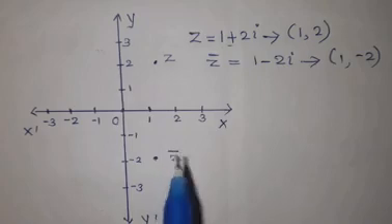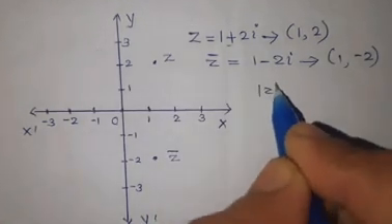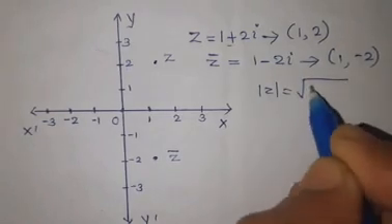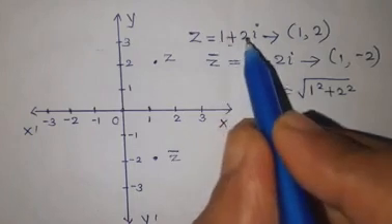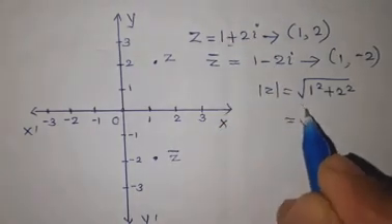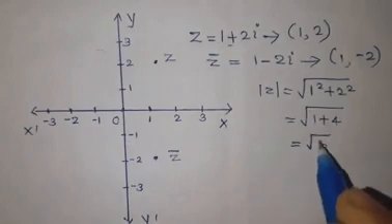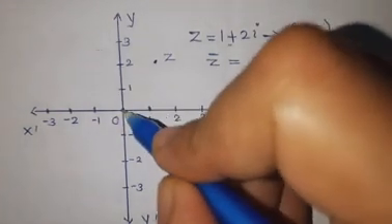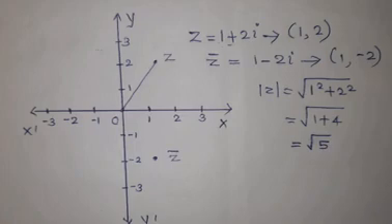This is z bar. And modulus of z is root of 1 square plus 2 square, root of a square plus b square, is equal to root of 1 plus 4, which is equal to root 5. And it is the distance of the point from the origin. That is, the modulus of z is the distance of the complex number z from the origin. Okay.